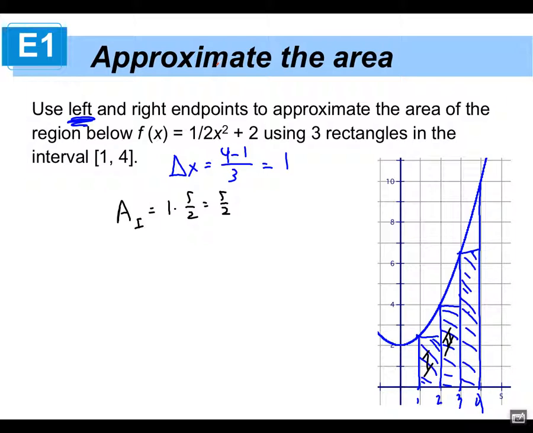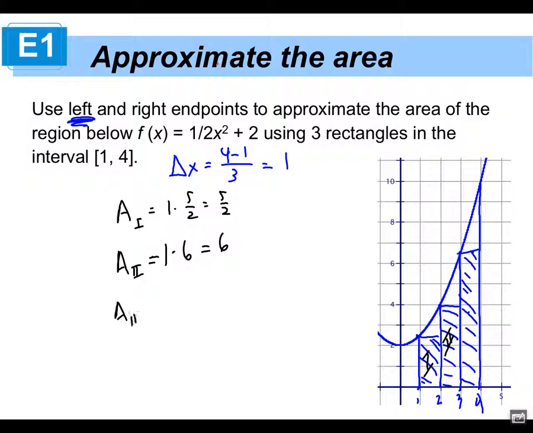Then we'll do rectangle 2. How wide is rectangle 2? 1, because they're all 1. How tall is rectangle 2? F of 2 or f of 3? F of 2, because we're coming up the left-hand side. So f of 2 is 4 divided by 2 is 6. So the area of rectangle 2 is 1 times 6, which is 6.